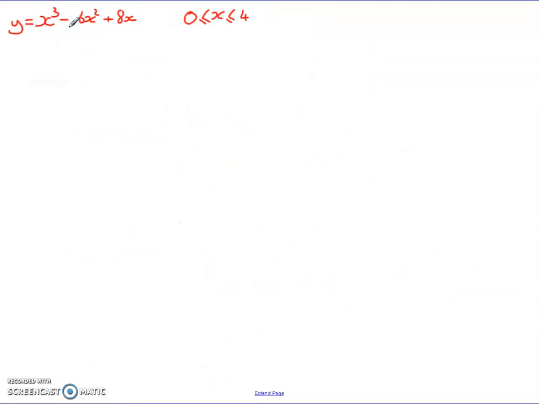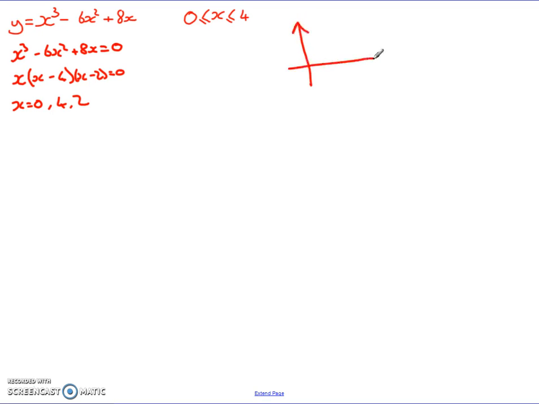Second question was y equals x cubed minus 6x squared plus 8x. Again, first thing we have to do is find the roots. So we've got x cubed minus 6x squared plus 8x equal to 0. Factorise it, you get x bracket x minus 4, x minus 2 equals 0. So from that I get roots of x equals 0, 4 and 2. So if I was to sketch the curve, it's a very rough sketch, something like this.